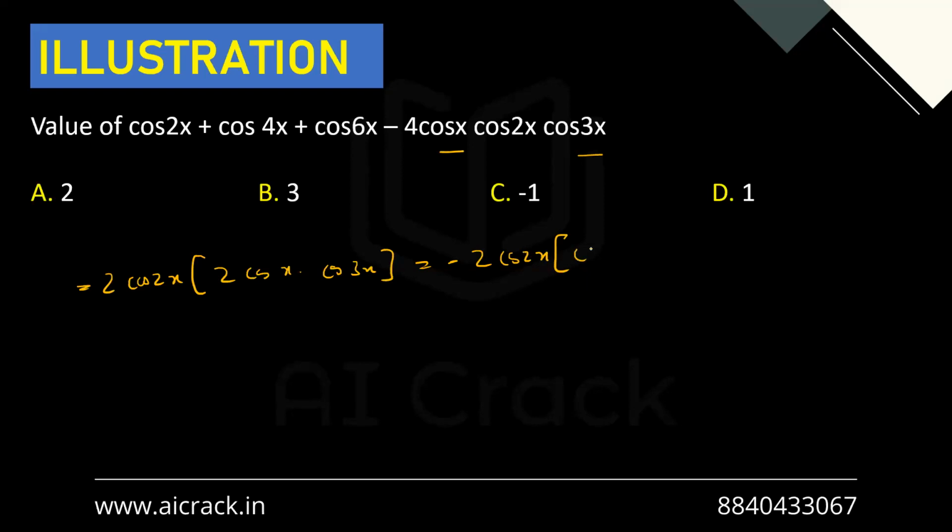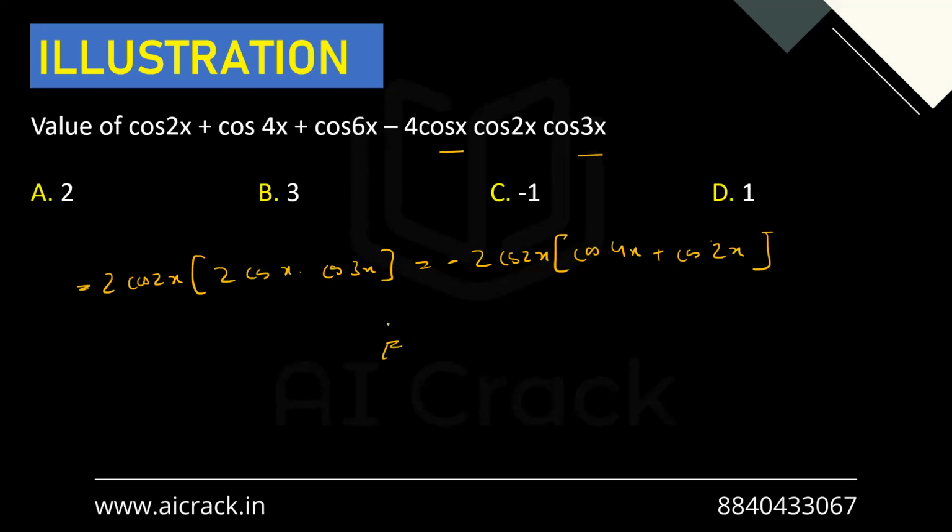So we have cos of a plus b, that is cos 4x, plus cos of a minus b, that is 2x. Remember that cos of a minus b is the same as cos of b minus a, because cos of theta equals cos of minus theta. So x minus 3x would fetch us minus 2x, but it doesn't matter. We have cos over here, it becomes cos 2x only.